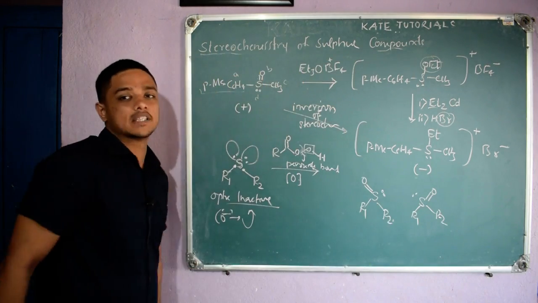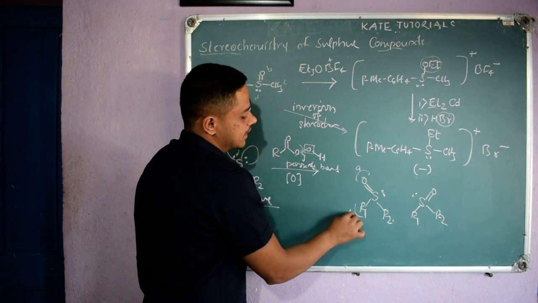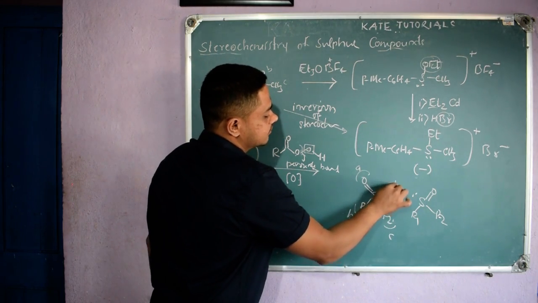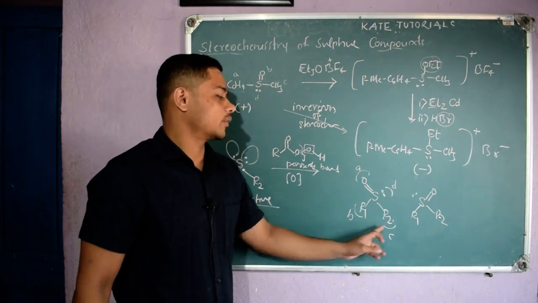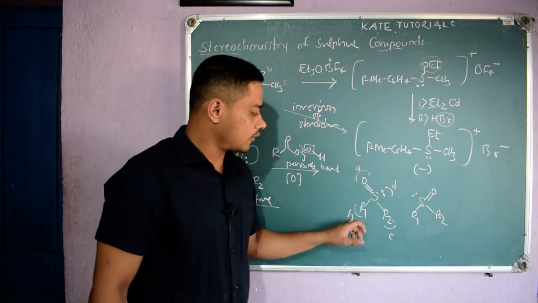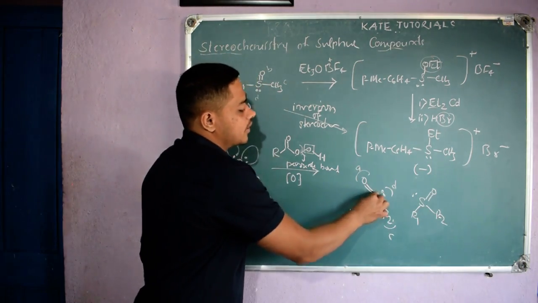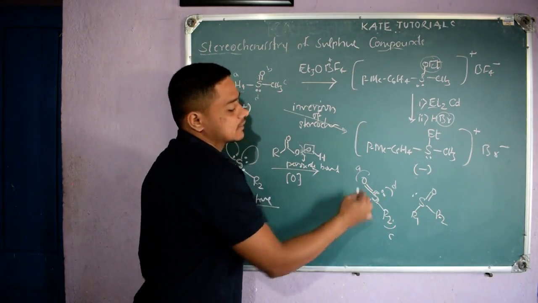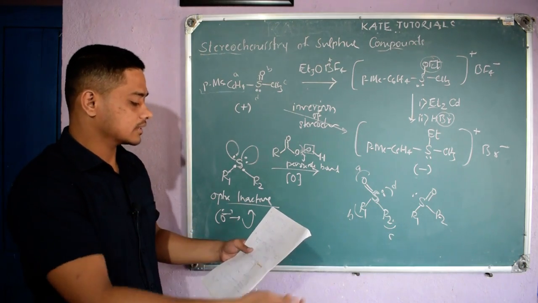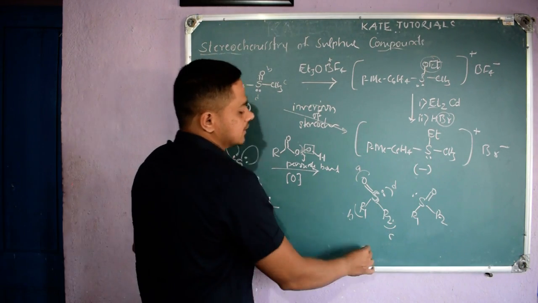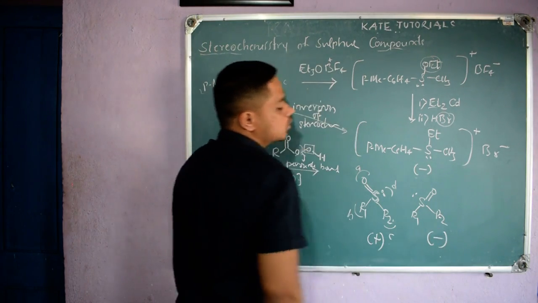Now if you see the optical activity, here this is A, this is B, this is C and this is D. All four are different, right? Here lone pair, here oxygen, here R1, here R2. Since all four substituents of this sulfur are different, this sulfur will be asymmetric. Once the sulfur is asymmetric, it has the ability to rotate the plane polarized light towards right or left. So this rotates the plane polarized light towards right and this rotates it towards left.